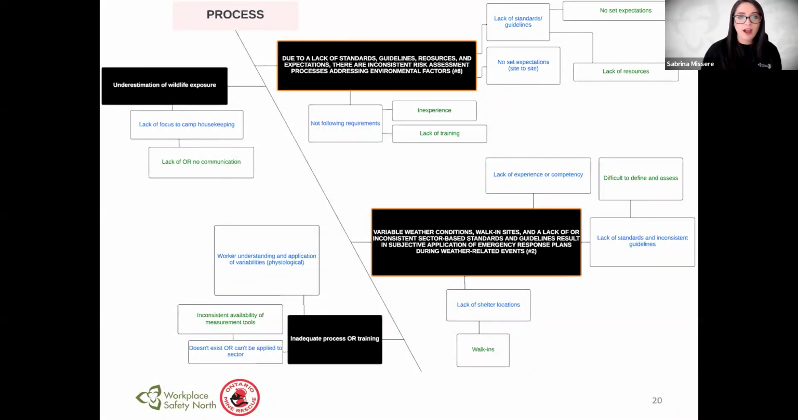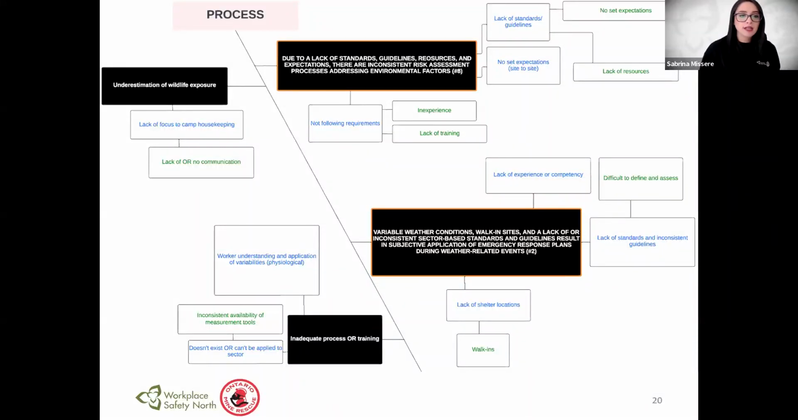So across the 5 factors we've looked at so far, 2 within each of those factors were voted to be in the top 10. Again, you're going to see on the screen there, those 2 outlined in orange were voted and placed within the top 10.